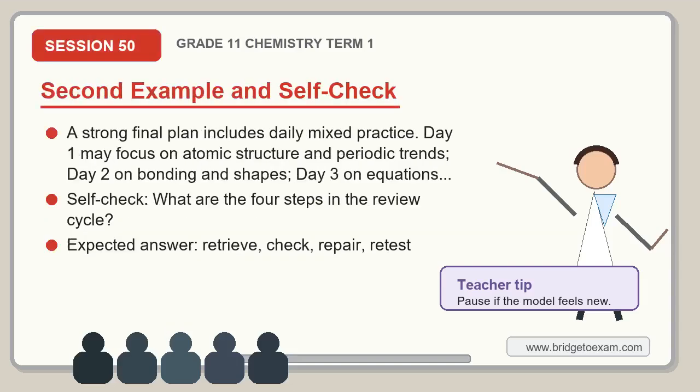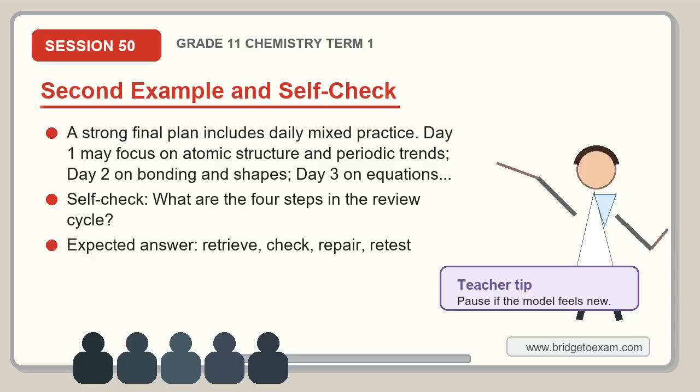Here is a second example. A strong final plan includes daily mixed practice. Day 1 may focus on atomic structure and periodic trends. Day 2 on bonding and shapes. Day 3 on equations and moles. Day 4 on stoichiometry and solutions. Day 5 on acids, bases, and full mixed practice.